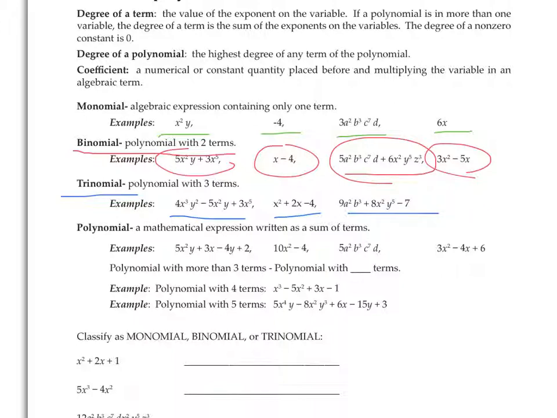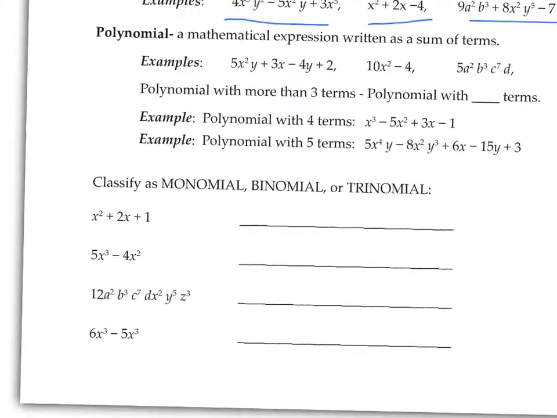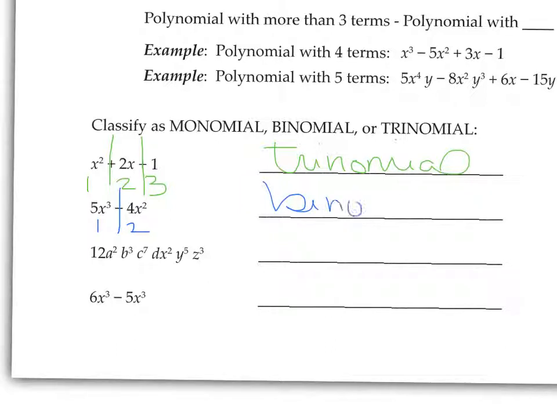So down here toward the bottom, we're just going to practice classifying using that vocabulary we just learned. Monomial, binomial, or trinomial. In this first example, I like to just draw a vertical line at every place I see the plus and minus signs, and that tells me there are 3 terms. So this is a trinomial. In the second example, this tells me there are only 2 terms. So this is a binomial.